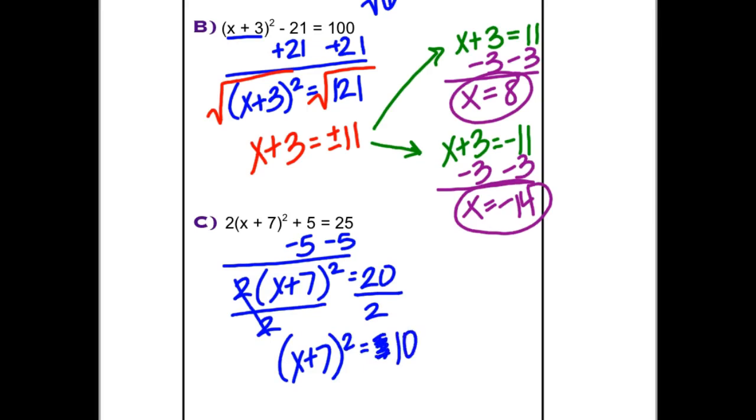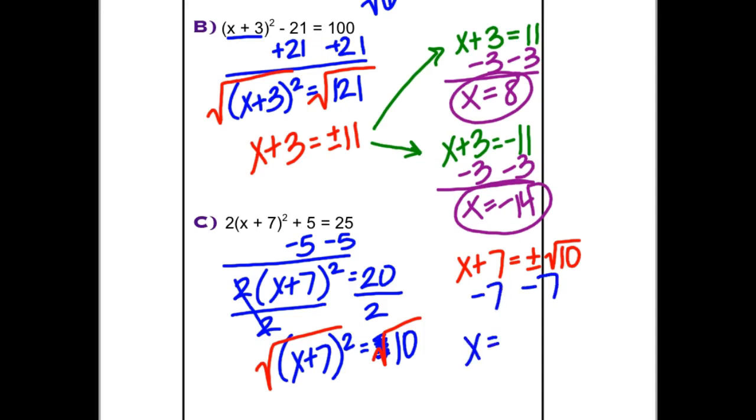Then we square root, and we get x plus 7 is equal to plus or minus the square root of 10. Now, we could split it here, but if you think about it, we aren't going to be able to combine 7 and the square root of 10 because they're not like terms. So in this particular case, we're going to subtract 7 this way.